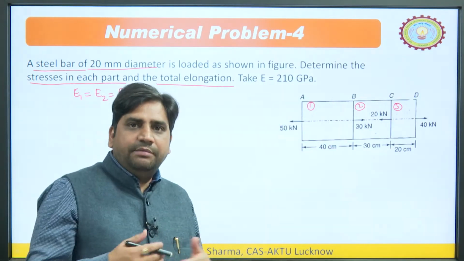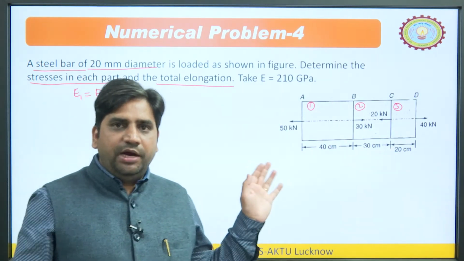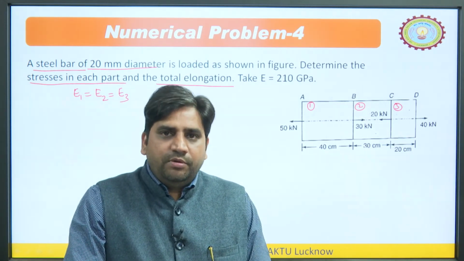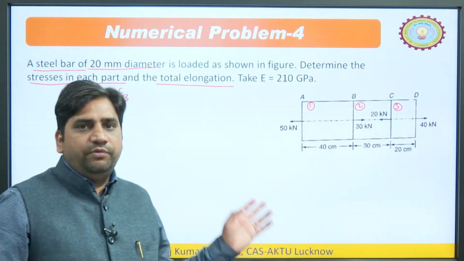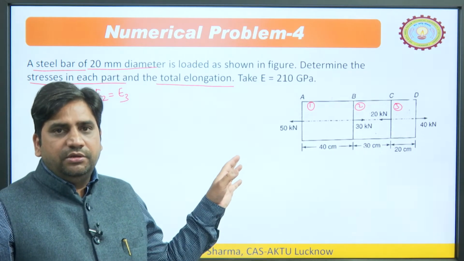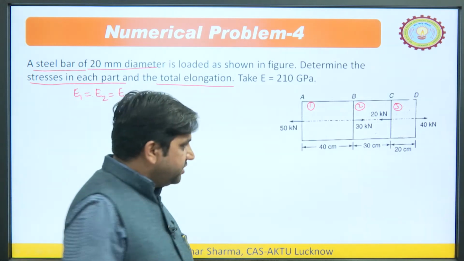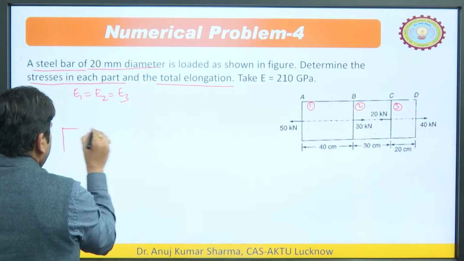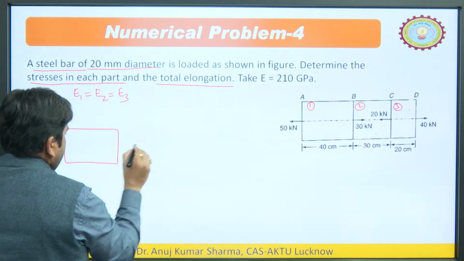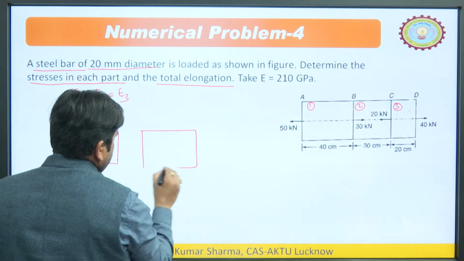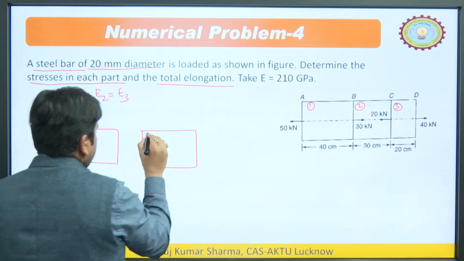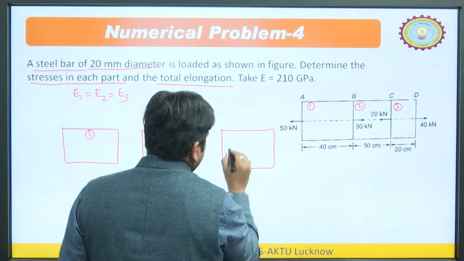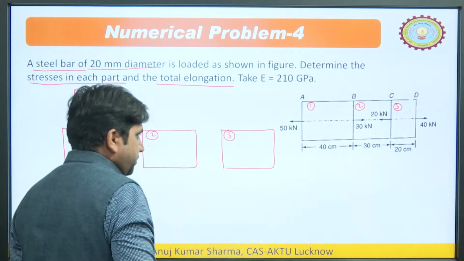I am just drawing the free body diagram and the subsequent calculations you can do, because we have already solved numerical problem number 3. In the same manner you will have to solve this, but I am just drawing the free body diagram so that you can understand how it can be solved. So, let us split the rod. This is 1, this is 2 and this is 3, all the 3 portions are there.